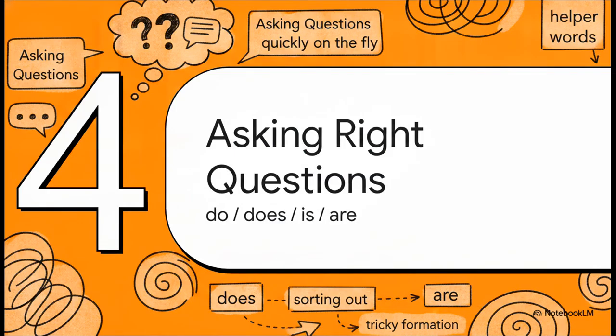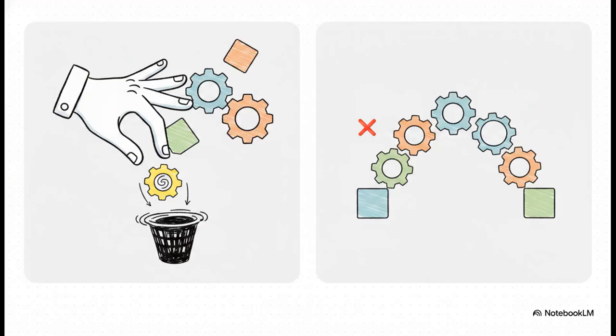Section 4. Asking the right questions. Do, does, is, and are. Question formation can be incredibly tricky, especially when you're speaking quickly on the fly, because it requires you to carefully sort out your helper words. And here is one of the clearest single-item mistakes you will hear in free conversation.